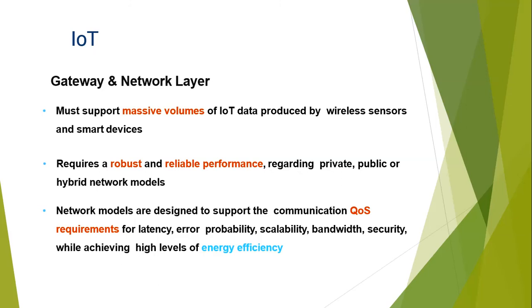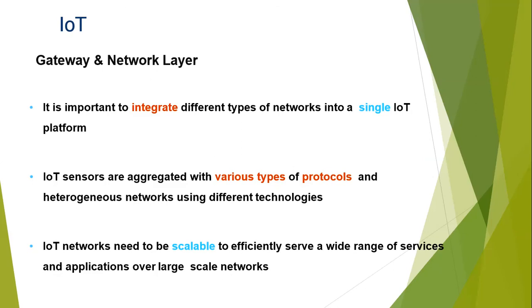In addition, it is important to integrate different types of networks into a single IoT platform. IoT sensors are aggregated with various types of protocols and heterogeneous networks using different technologies. IoT networks need to be scalable to efficiently serve a wide range of services and applications over a large scale network, where some parts may have different protocols, different packet types, and different security requirements.